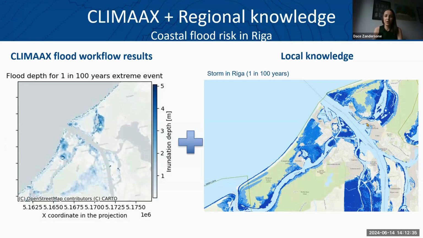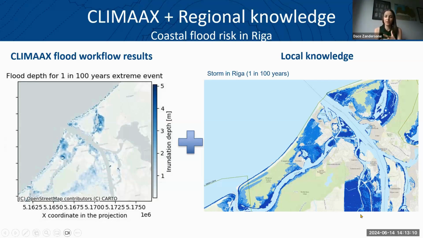So here is one example. On the left side, you can see what the CLIMAAX flood workflow gave me when I ran the script, and everything looks quite nice, and the resolution is also very good. But on the other side, there are the same maps, based on our own knowledge, what our hydrologist made. And when I ran the CLIMAAX script and looked at our map, I saw that there are some differences.